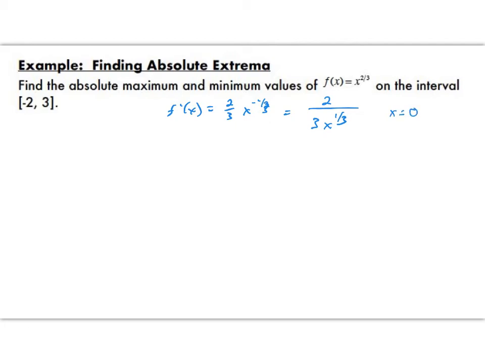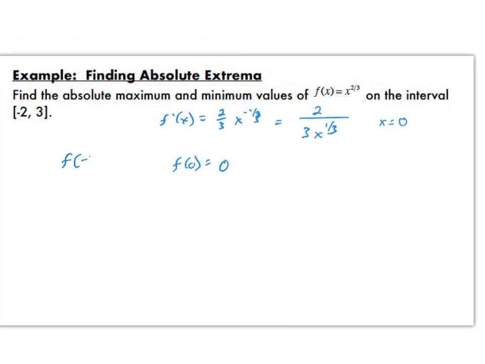So I need to find what f of 0 is, and lucky for me, 0 raised to the 2/3 power is indeed 0. But I also need to consider the endpoints. I need to find f of negative 2, which is going to be negative 2 to the 2/3 power. And I also need to find f of 3, which is going to be 3 to the 2/3 power.